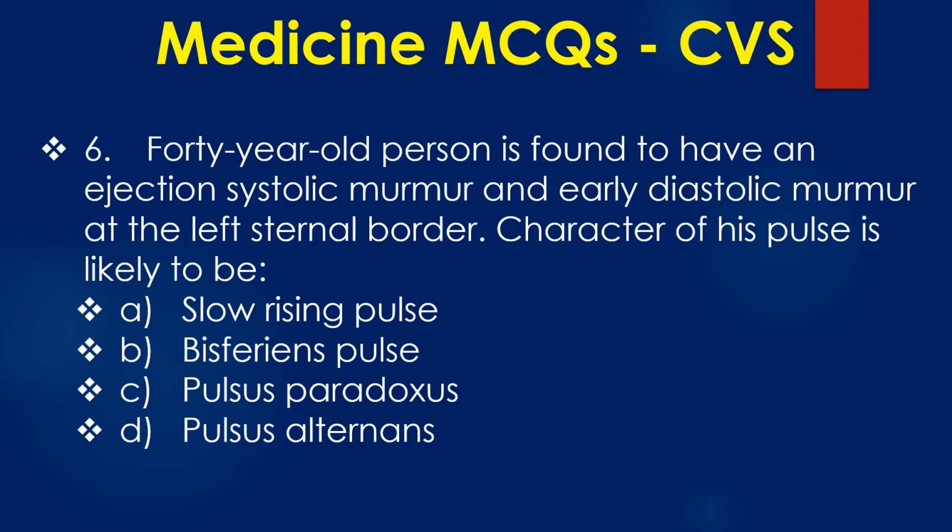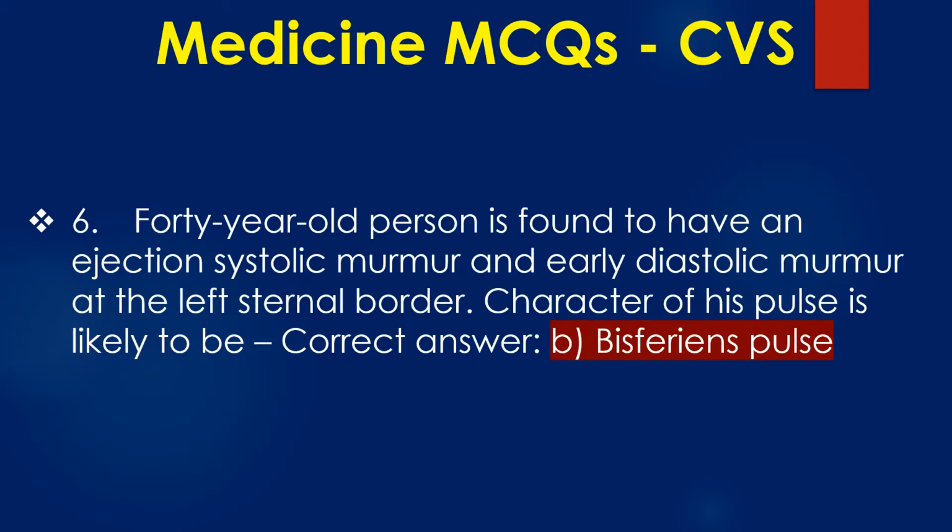A 40-year-old person is found to have an ejection systolic murmur and an early diastolic murmur at the left sternal border. The character of his pulse is likely to be A. Slow rising. B. Bisferiens. C. Pulsus paradoxus. D. Pulsus alternans. Correct answer B. Bisferiens pulse.